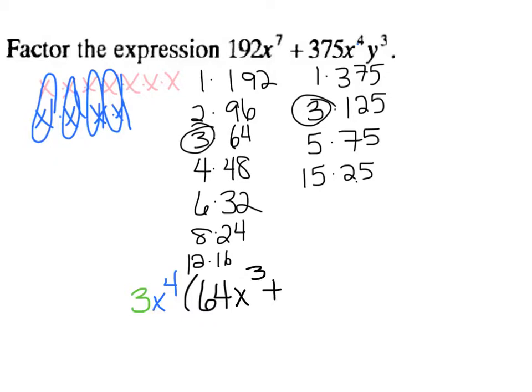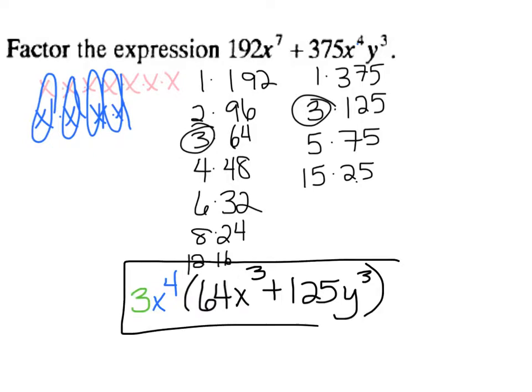$375 divided by 3 was 125. There weren't any x's left after I took out the 4, and we didn't touch the y cubed, so we bring that down. Now, since this is a binomial, the only other way to factor a binomial is if it's a difference of squares. Well, right away, I've got a plus sign, which means the GCF was the only possible thing I could factor, so this is my answer.